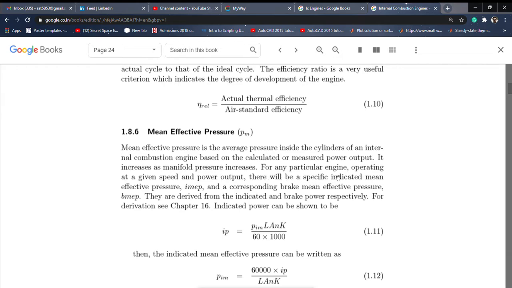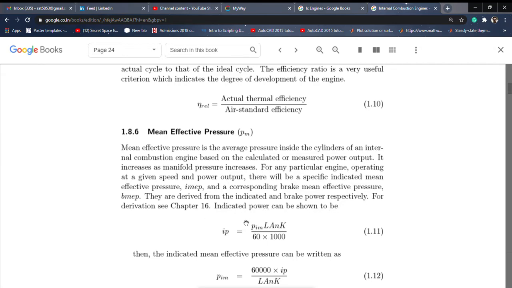For any particular engine operating at a given speed and power output, there will be a specific indicated mean effective pressure, denoted by IMEP, and a corresponding brake mean effective pressure, BMEP. They are derived from indicated and brake power respectively.